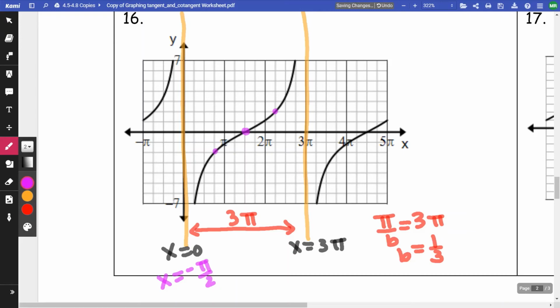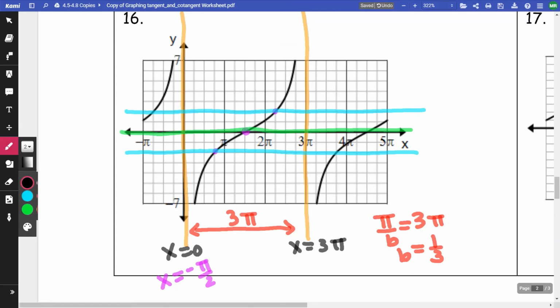So that's going to be showing me my amplitude. Because this is where my vertical shift is, and let me do it in a thinner pen. This is where my vertical shift is right here, which means no vertical shift. And this is where I moved up 2 and I moved down 2. So my amplitude is going to be 2.